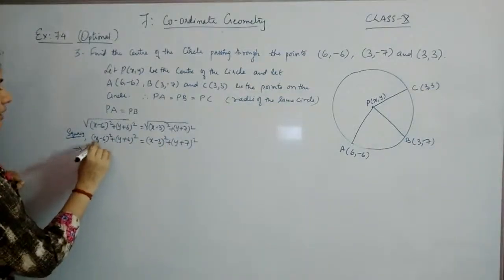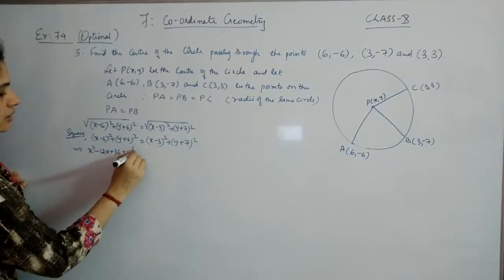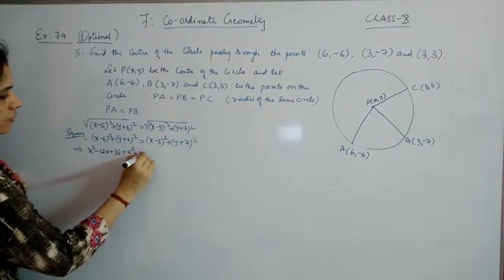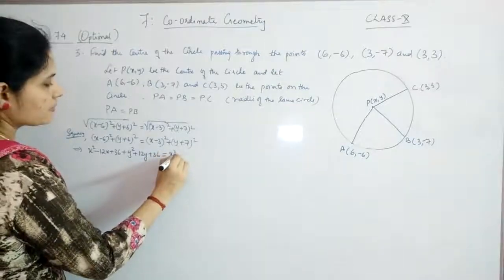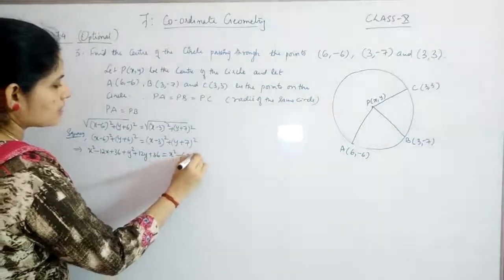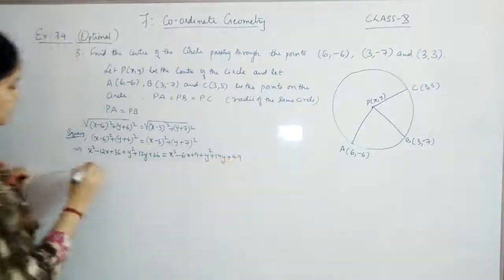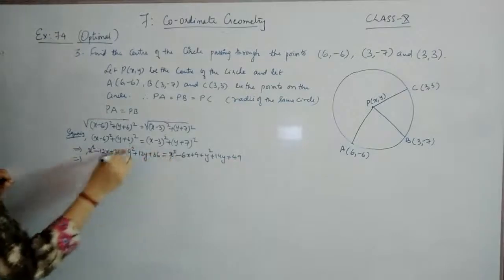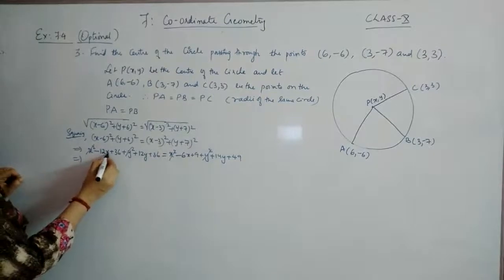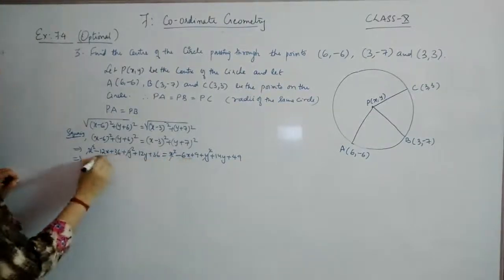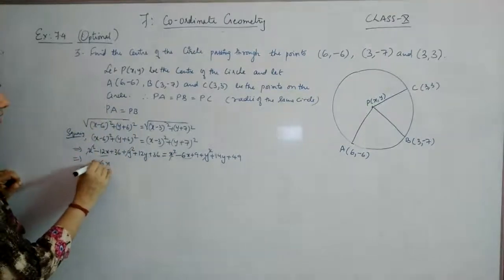Expanding, x square minus 12x plus 36 plus y square plus 12y plus 36 equal to, in the right hand side you will have x square minus 6x plus 9 plus y square plus 14y plus 49. So x square will get cancelled, y square will get cancelled. Now we can collect the x terms and y terms. Here you have minus 12x, here you have minus 6x. So minus 12x minus 6x will come here as positive, so you will get total minus 6x.